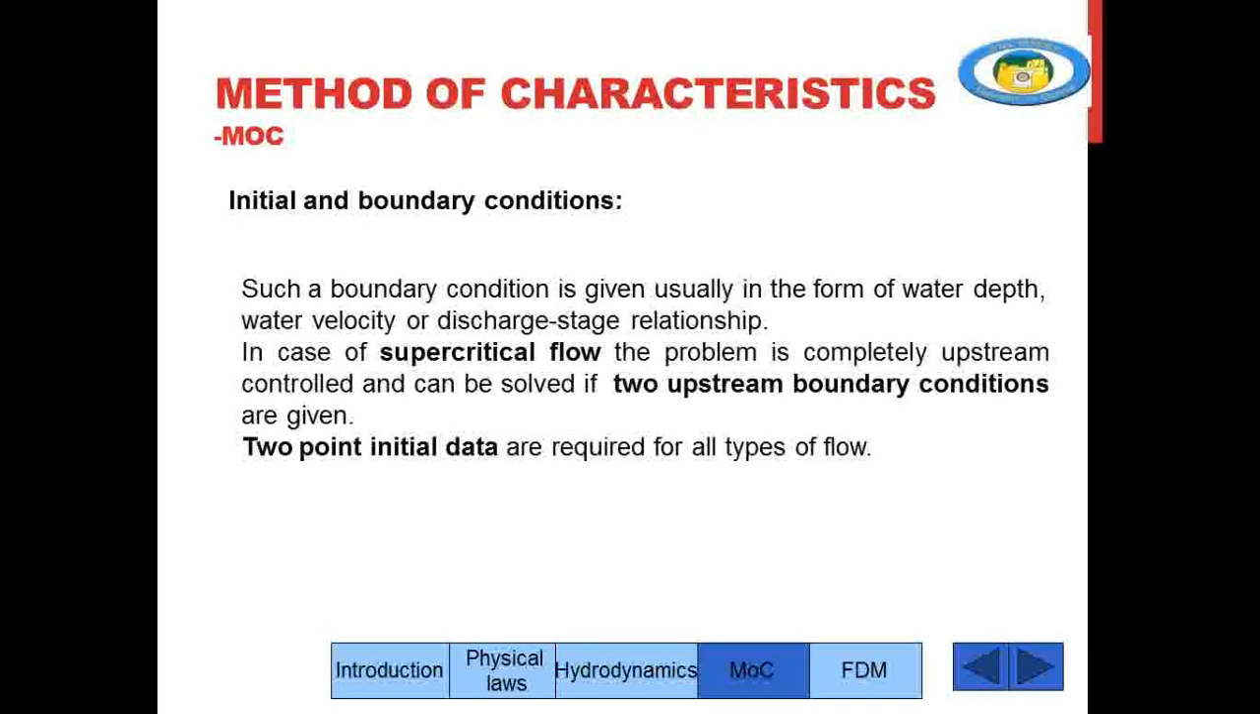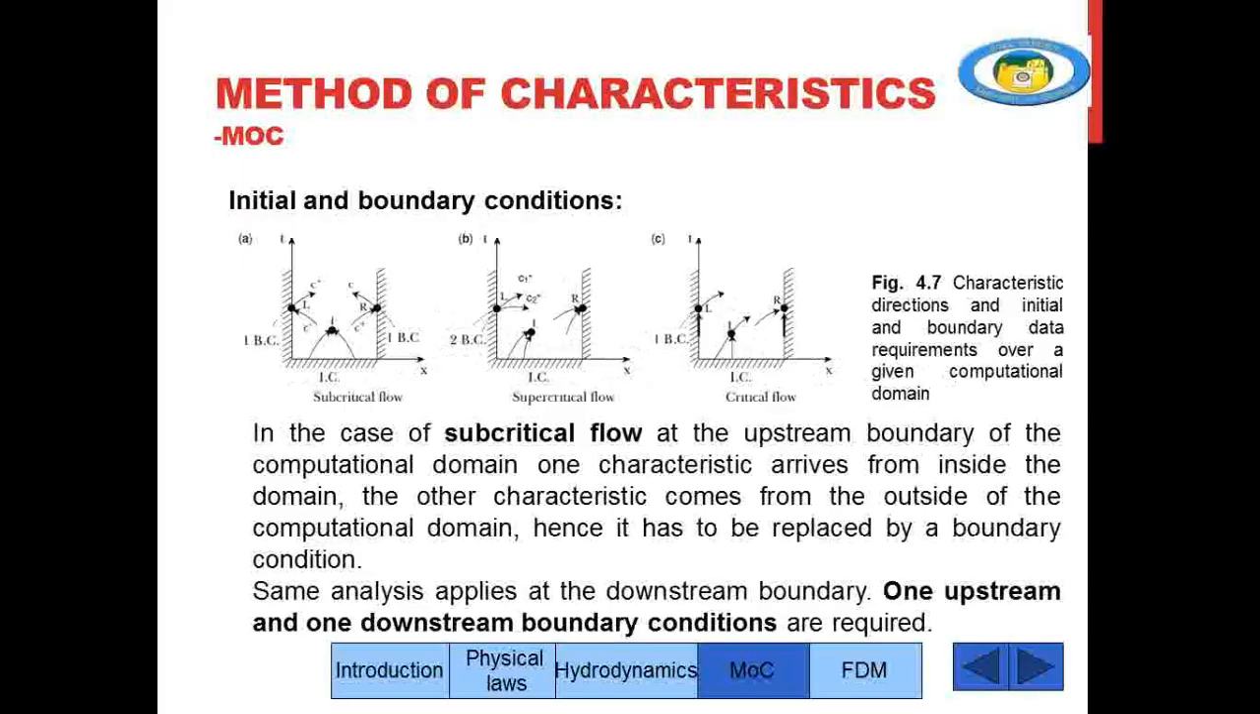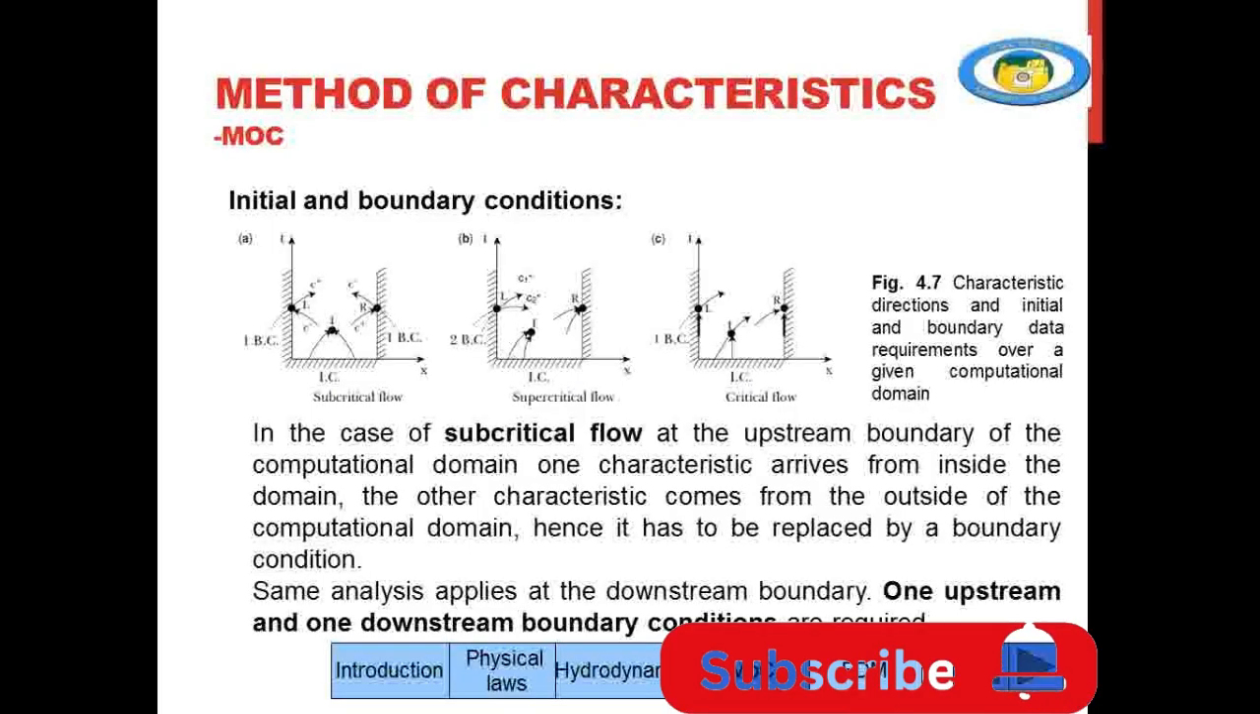But the initial flow conditions require 2 points. In each one of them, it needs 2 points. In subcritical flow, in supercritical flow, or in critical flow, you need to specify 2 points. Now, let's look at another example.